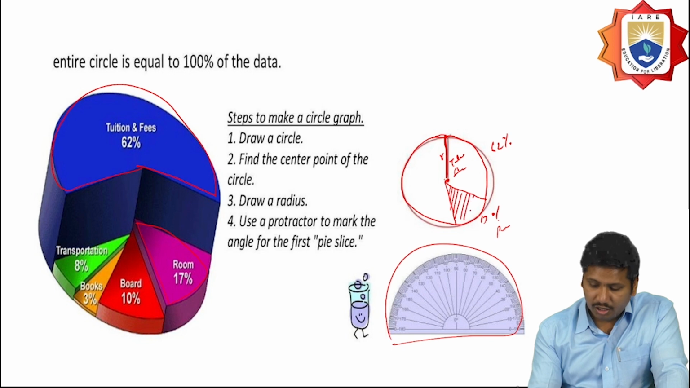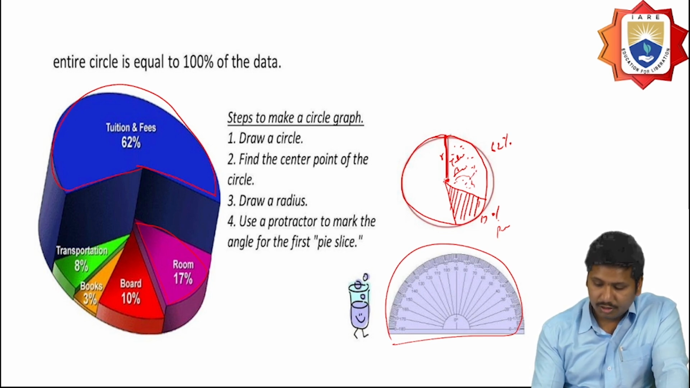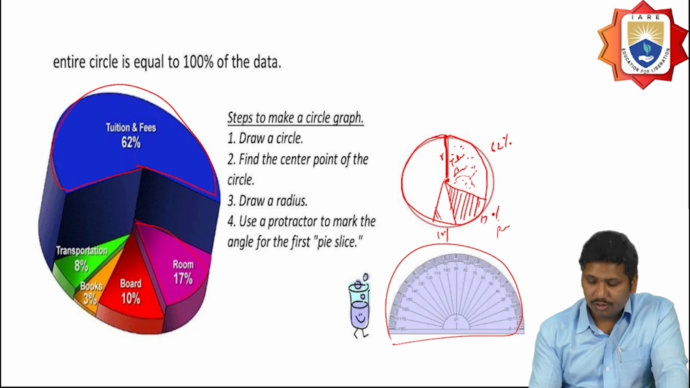Make it a different color or different shade. And then the next one, suppose it is 10%. If I want to represent it, use the protractor, make use of this sector, and use a different shade like this. So make a little bit of difference from one sector to the other sector, and there's some 25% if I want to represent it.